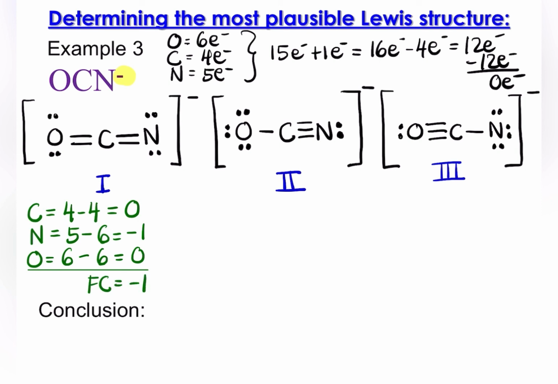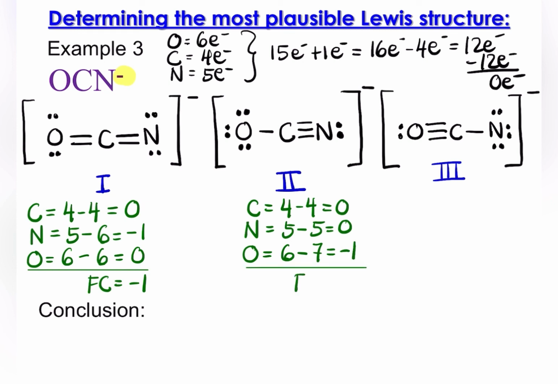Next case, kita ada structure 2 Roman. Untuk carbon, kita ada 4 minus 4 equals to 0. And then untuk nitrogen, kita ada 5 minus 5 equals to 0. And untuk oksigen, kita ada 6 minus 7 equals to negative 1. So, total formal charge FC adalah negative 1.